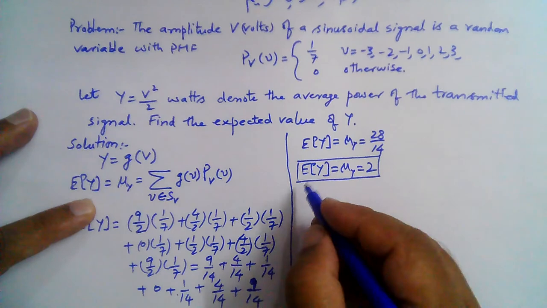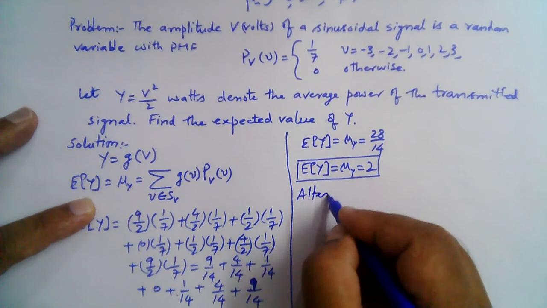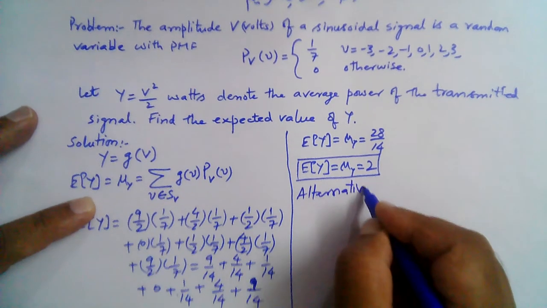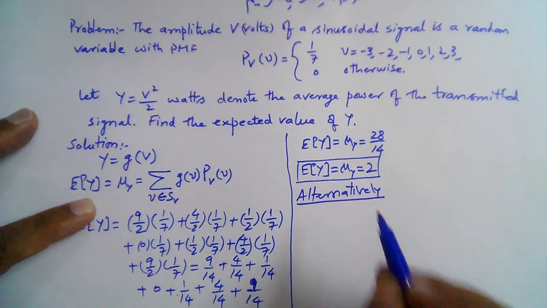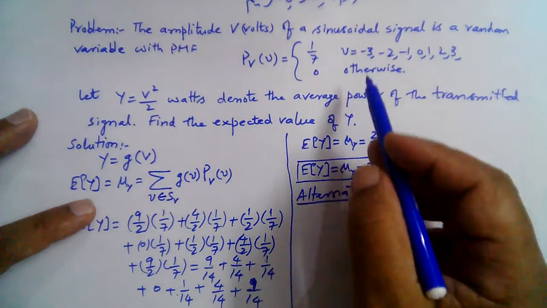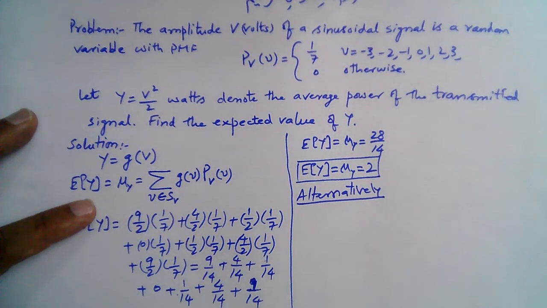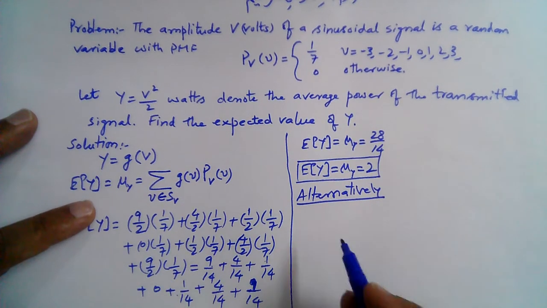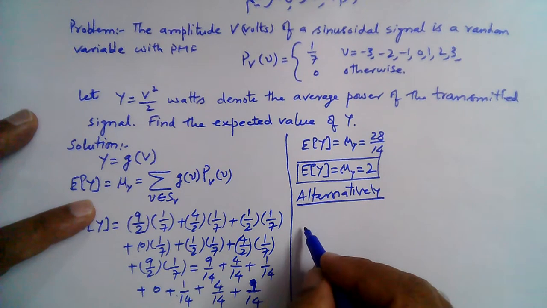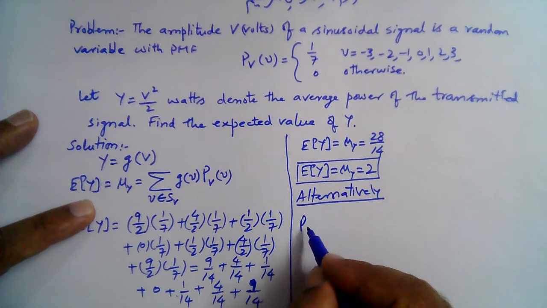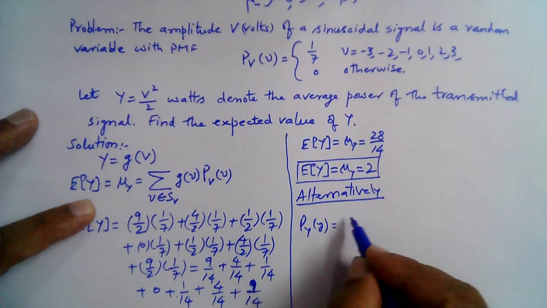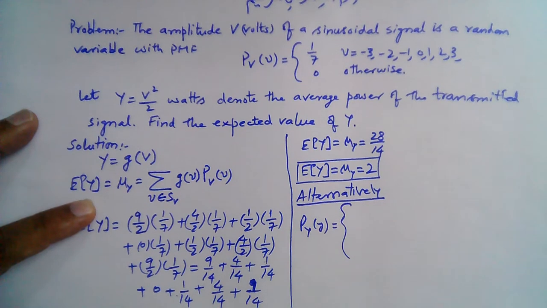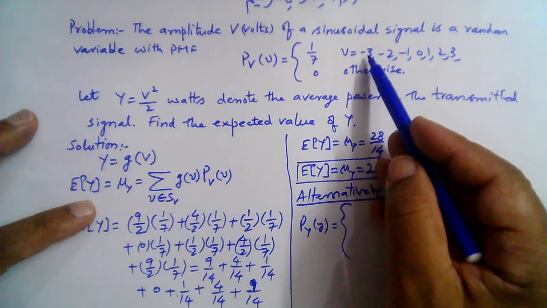Alternatively, we can first find the PMF of y and then calculate the expected value. So this is the indirect method, and that was the direct approach. So first we find the PMF of y. For example, let us calculate the PMF. We can take v on -3.